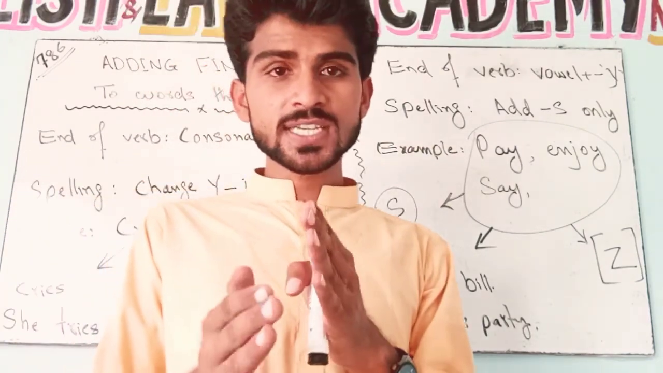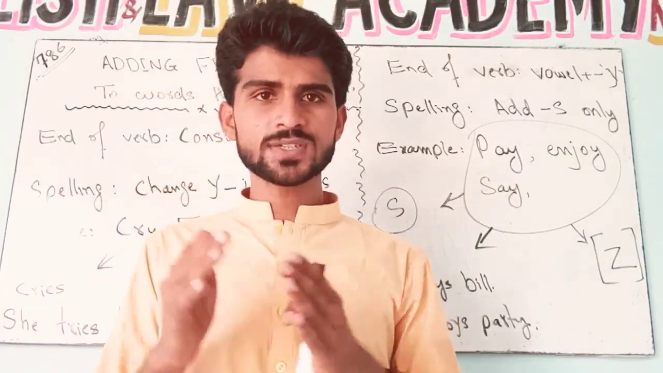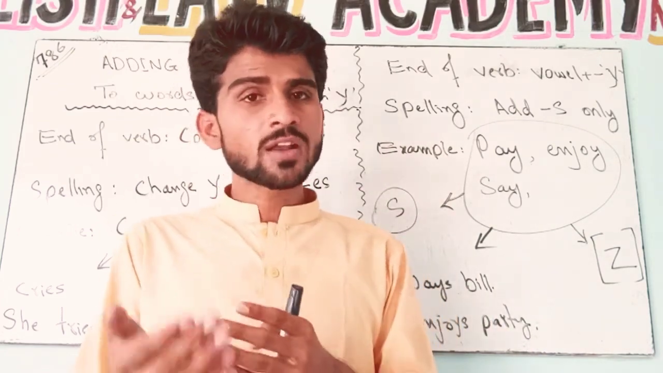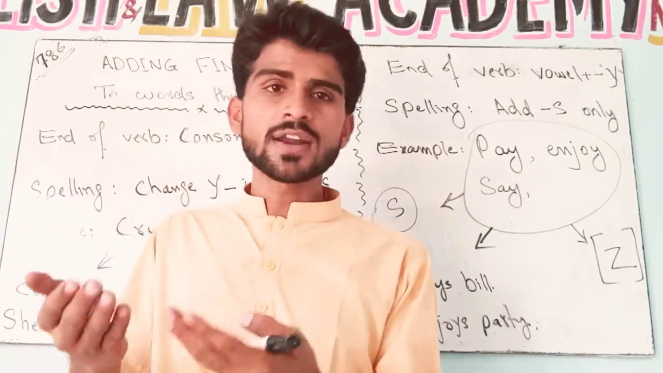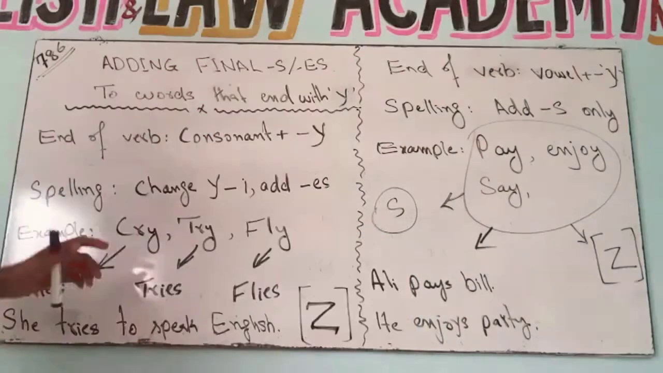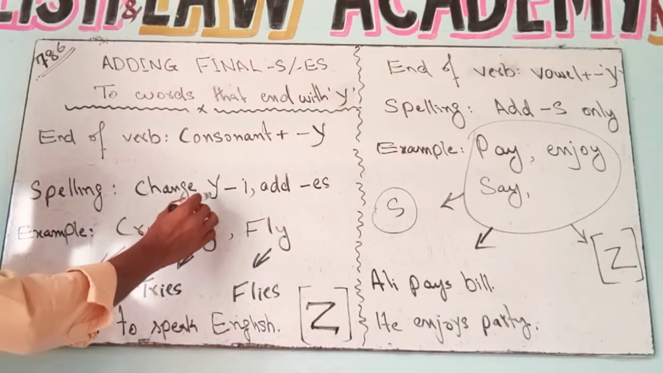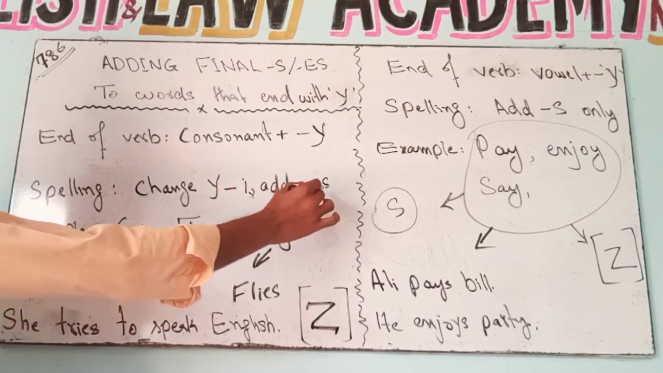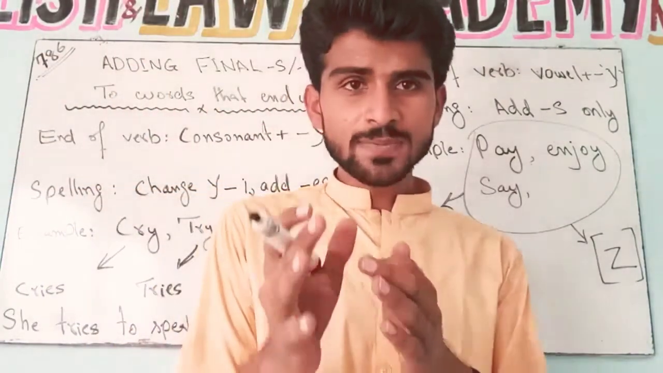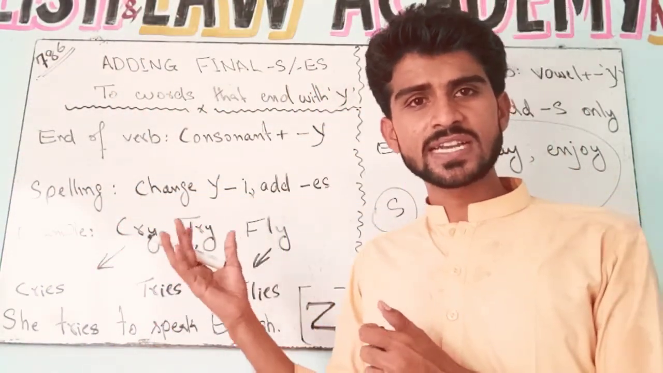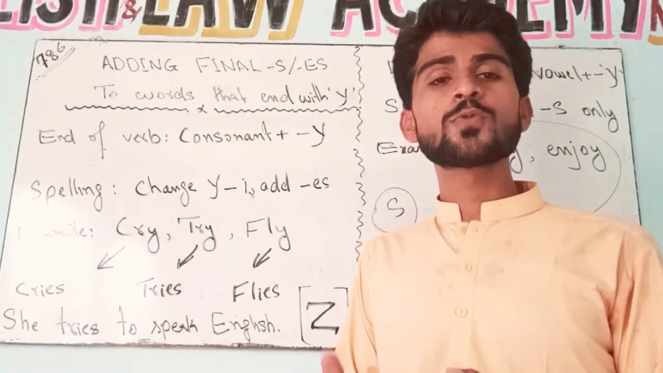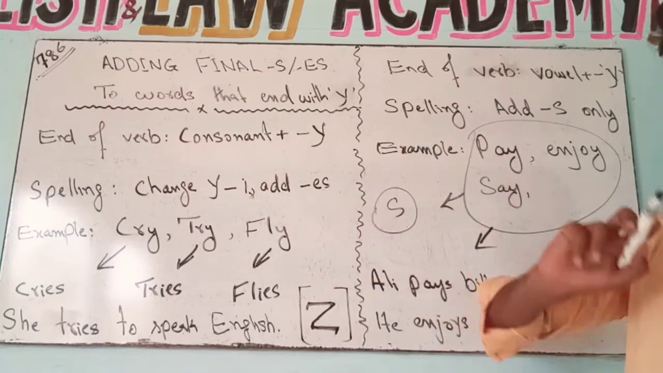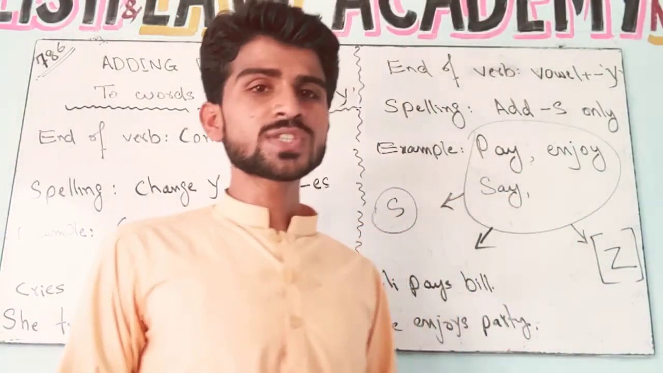Okay, if we are using the verb in present simple tense with third person singular and that verb ends with a consonant and Y, then how should we add S or ES to that verb? Let's know the rule. We have to change Y into I, then we have to add only ES. We only have to cut the Y and add I, then add ES. And what will be the pronunciation and spelling?